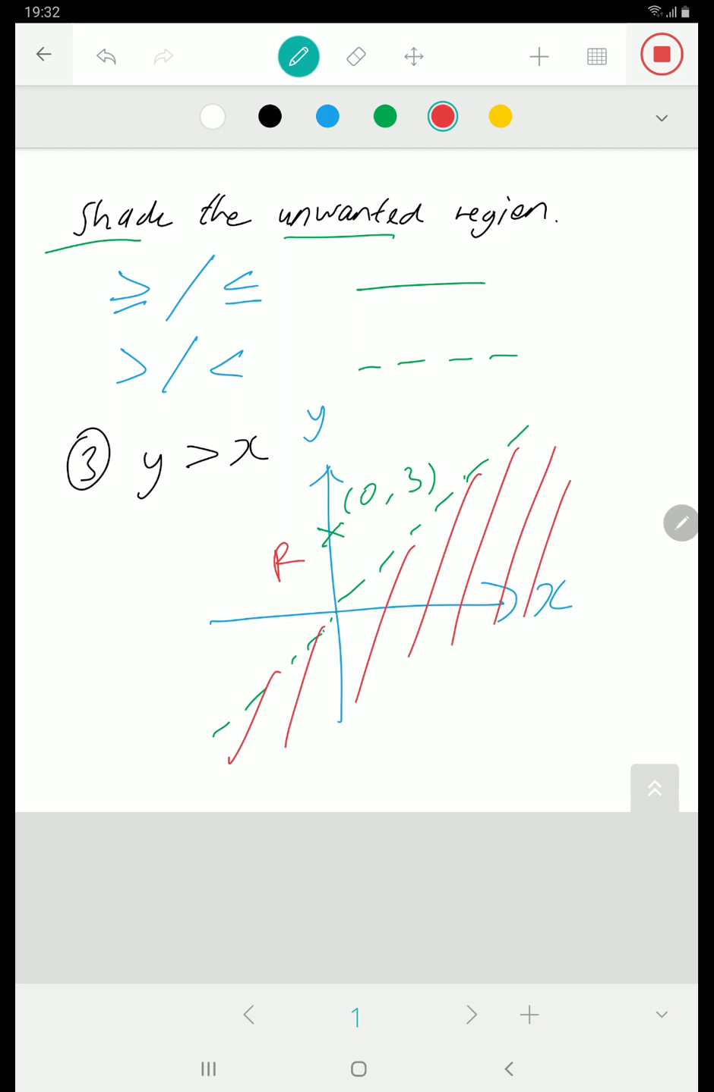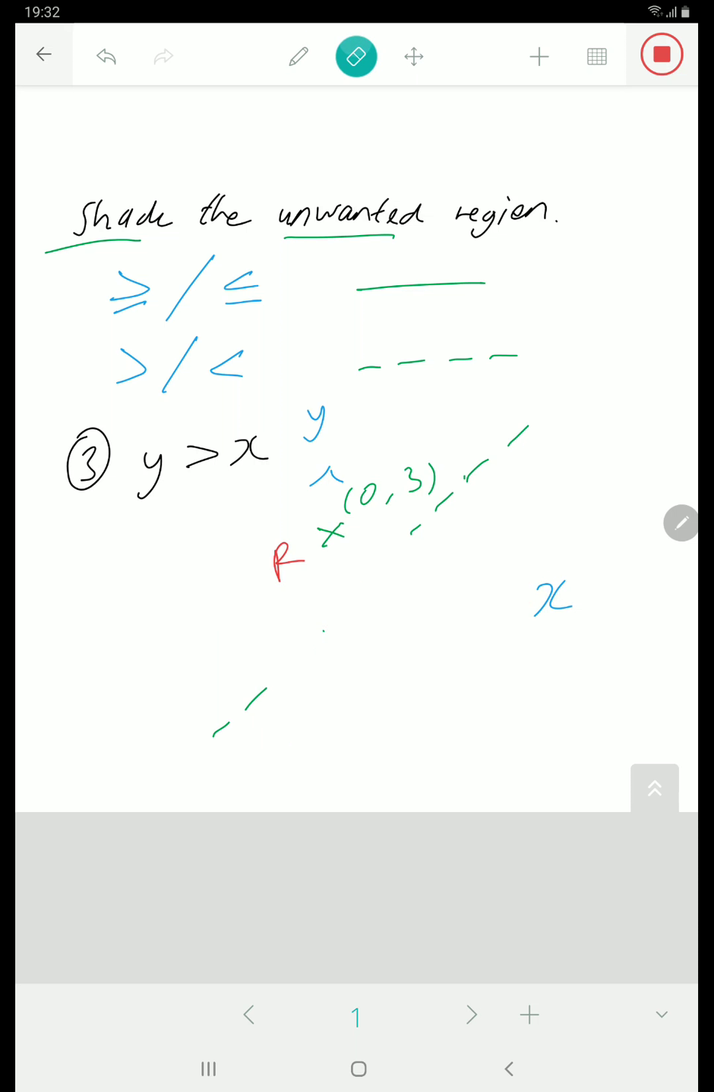Okay, for safety reason, I try to use another point here. Let's say here 5, 0. Is 0 bigger than 5? No. So confirm my answer is correct. The unwanted region is this side. Alright, next try the next example.